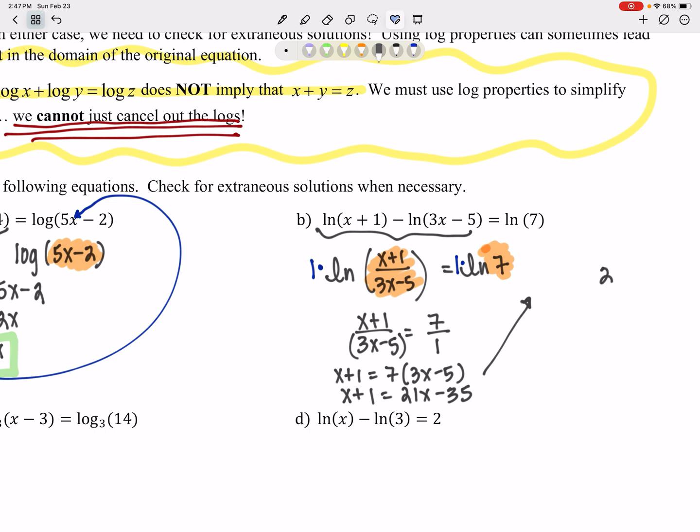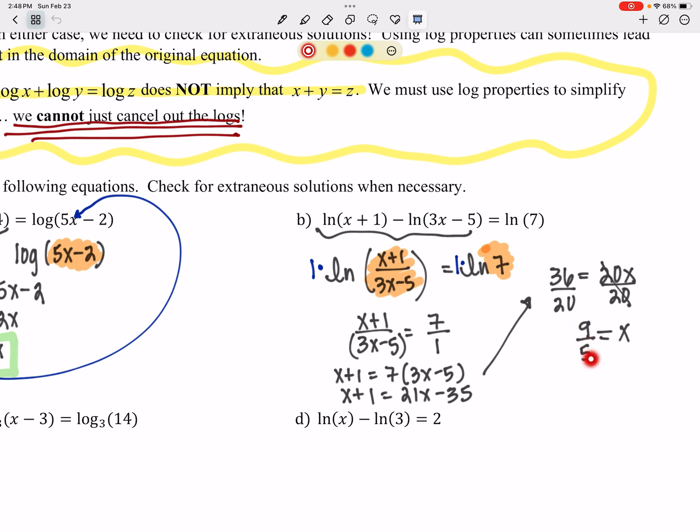I'm going to get 20x on the right, and I'm going to get 36 on the left. Divide both sides by 20. 4 goes into both of those numbers, 9 over 5. When I put 9 over 5, which is just shy of 2, so I'm going to say 2. 2 plus 1 is 3, that's positive. 2 times 3 is 6. 6 minus 5 is 1, that's very close.